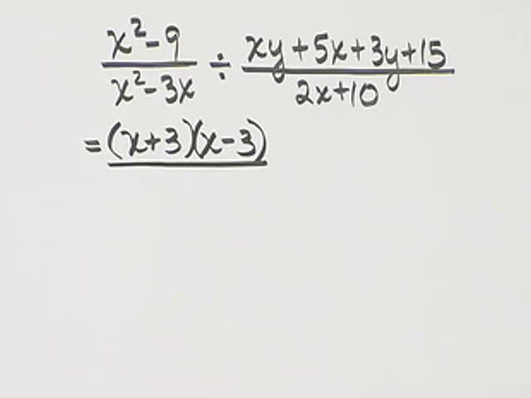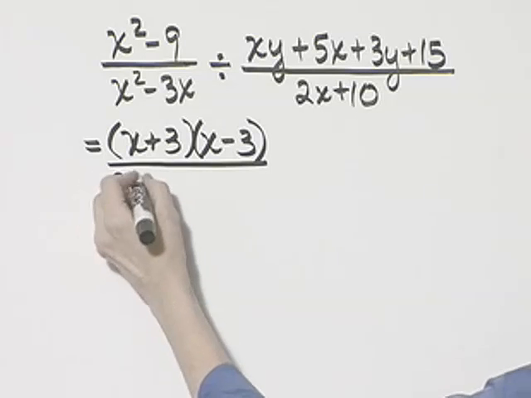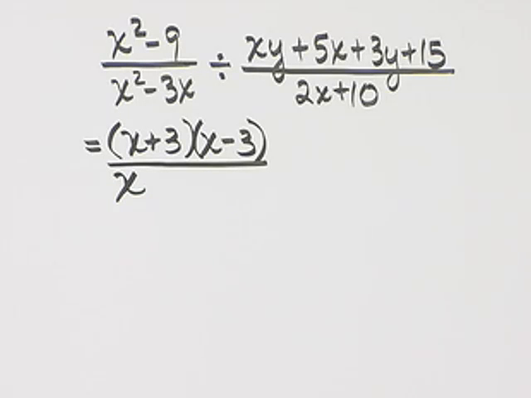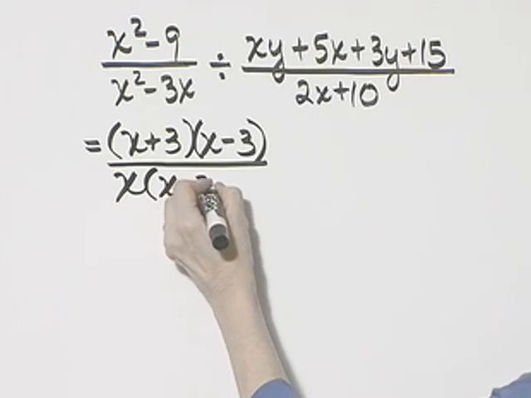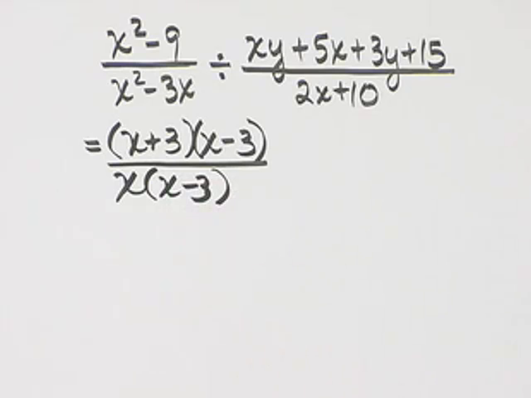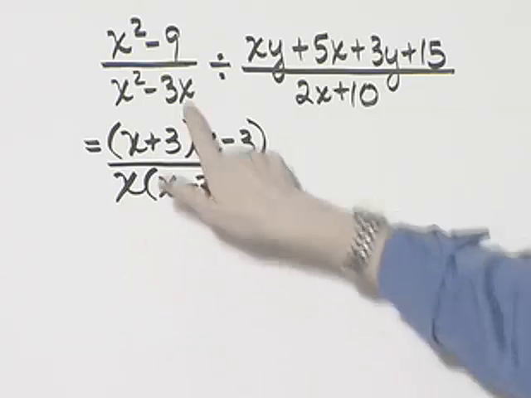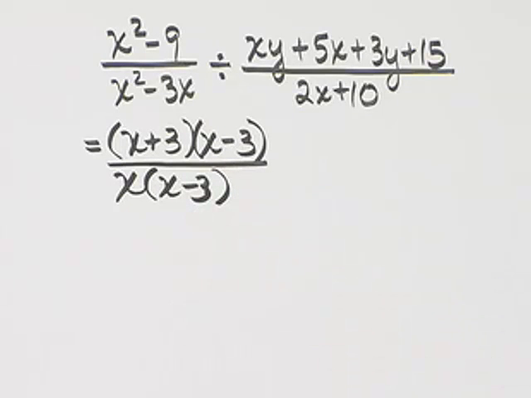What about that first denominator? There's a common factor of x that I can factor out. Don't forget that factoring out a common factor, if there is one, other than 1 or negative 1, is the first step in factoring any polynomial. That's x squared minus 3x. I can factor no further.